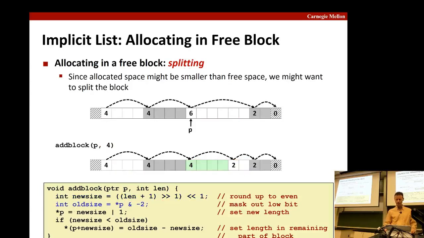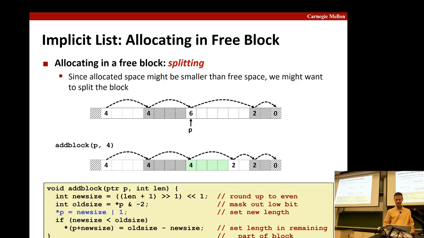Then you're going to mask out the low order bit on the old size, because there could be a 0 or 1 there. And then we want to set the new length, indicating this is now allocated, so we OR that new size with the 1.